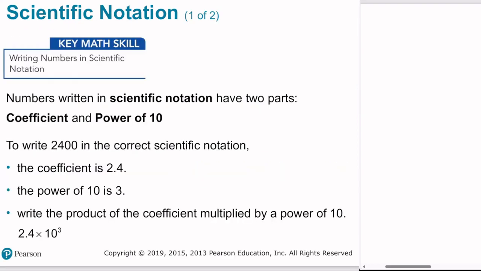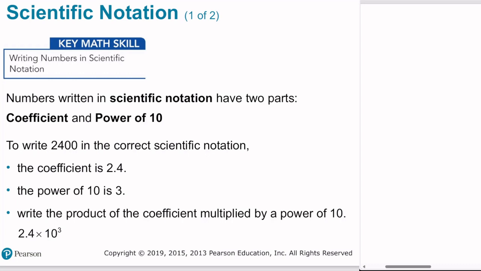Numbers written in scientific notation have two parts, a coefficient and a power of 10. For example, 2400 written in scientific notation has a coefficient of 2.4. Those are our significant digits in the number 2400. And a power of 10, which helps us to get rid of the zeros we don't need.